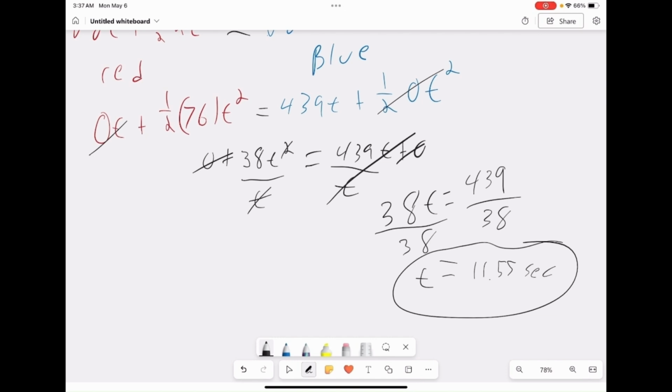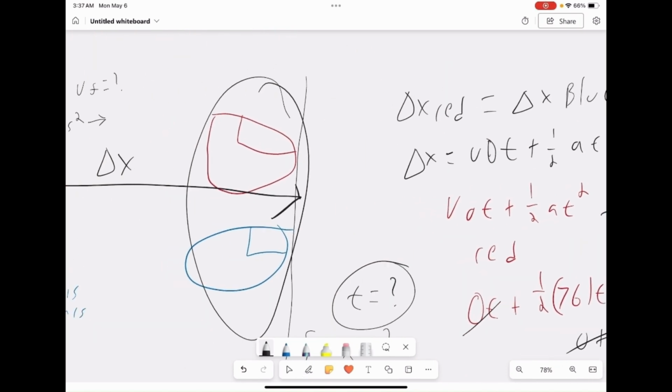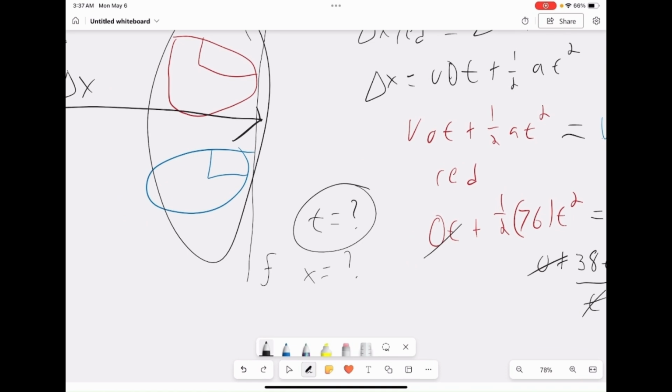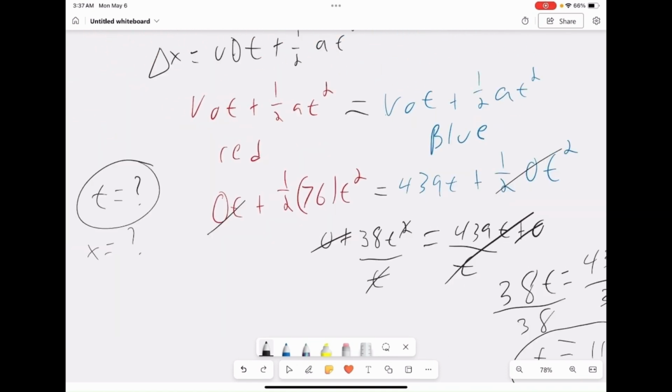Okay, so after 11.55 seconds of these two cars running this race, the red car will catch up to the blue car, and then afterwards, because it's still accelerating, it'll take over and win. Unless, of course, they pass the finish line before 11.55 seconds is over. In that case, the blue car will win.